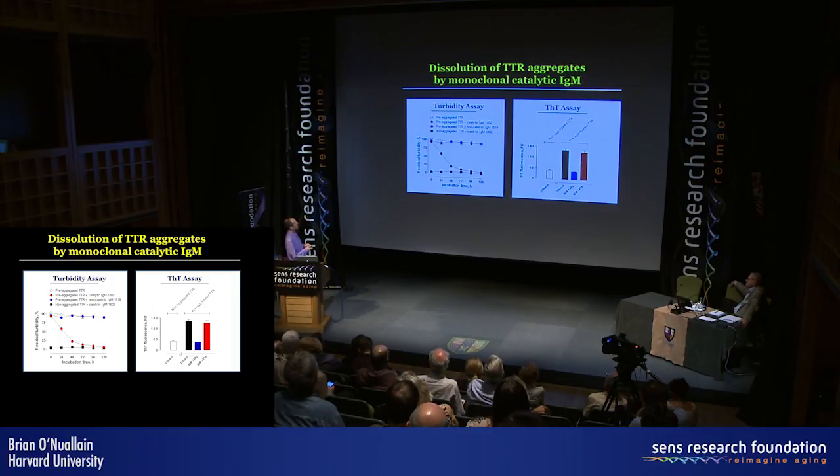The example I'm showing here demonstrates pre-aggregated TTR, where this antibody, by turbidity assay, was able to essentially reduce all the aggregates down to nothing, and a control IgM had no effect. Also encouragingly, they demonstrated that the products from this reaction don't seem to have amyloid-like properties, in that the amyloid-reactive dye, thioflavin T, didn't have any reactivity with the reaction products from the antibody-catalyzed reaction.